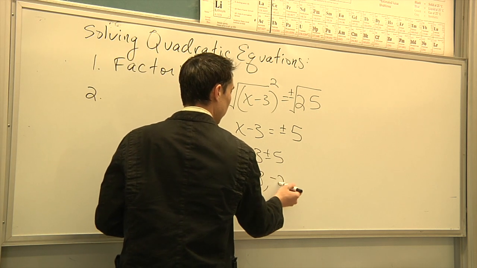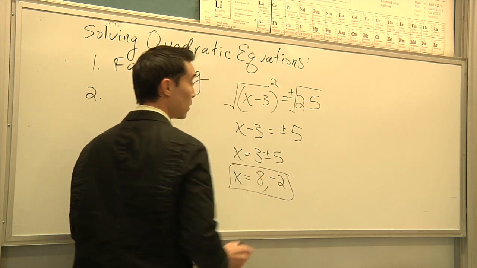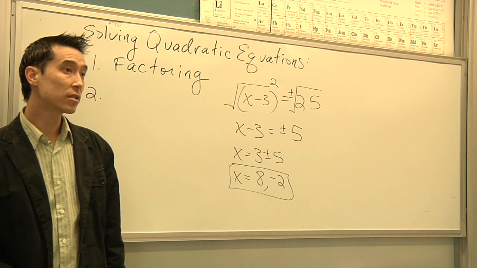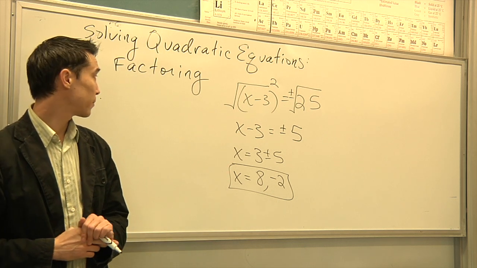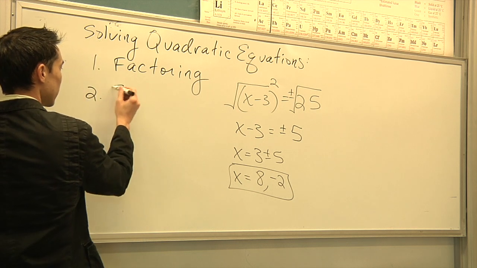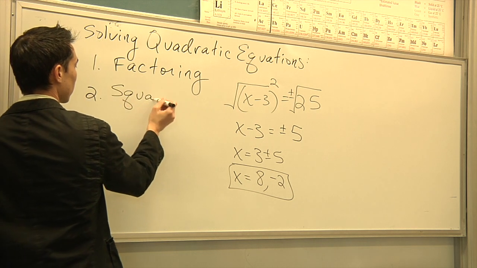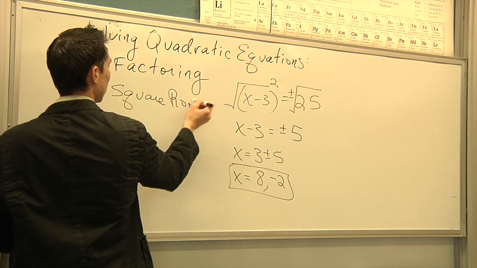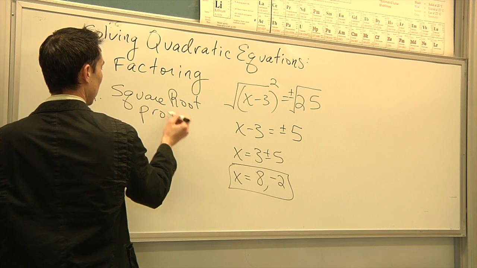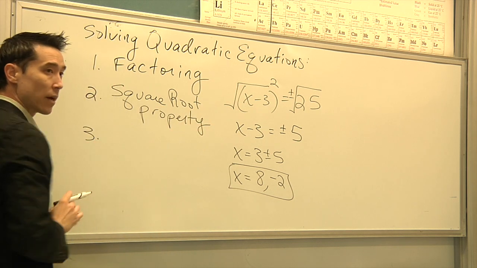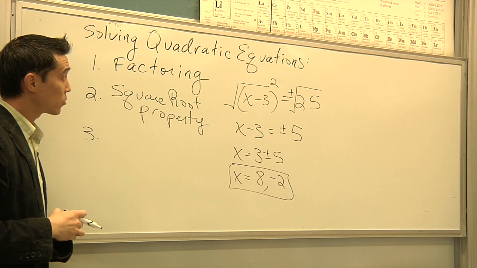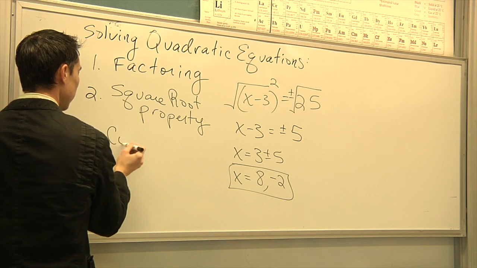And 3 minus 5 is negative 2. Okay? So both of these methods that I just did, we did last chapter, which is called the square root property. All right? So that's method number 2, square root property. And that brings us to today's method. Today's method is the third method for solving a quadratic equation, and it's called completing the square.